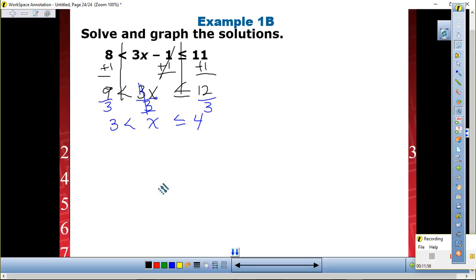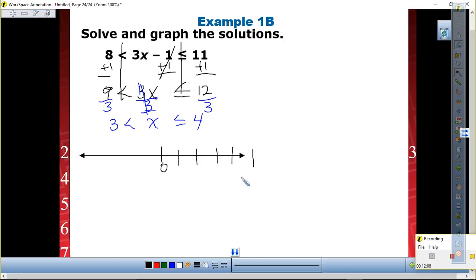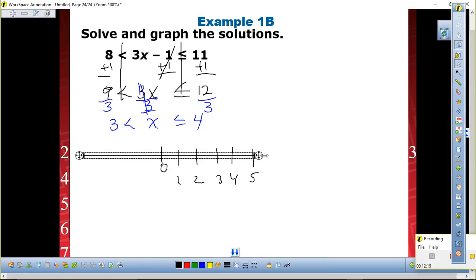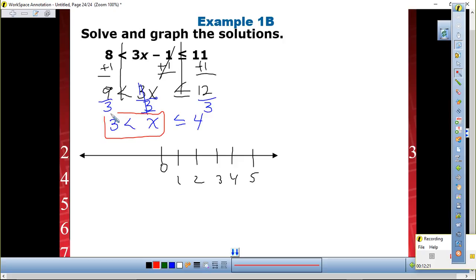Let's graph this. Get your number line. Here's 0, 1, 2, 3, 4, 5. Let me stretch my number line. All right, I'm going to graph the first part in red. So I box this. It's an open point on the dividing point, which is 3, and it says 3 is less than x. 3 is less than what numbers? 3 is less than 4, 5, and everything to the right.